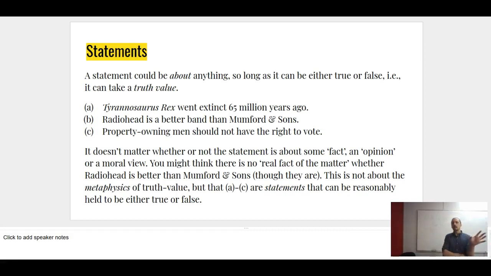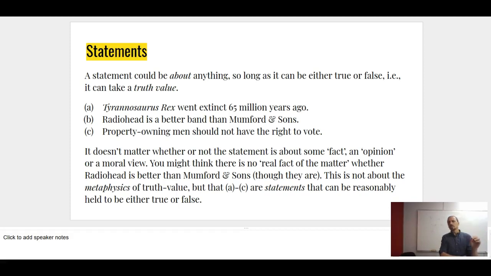Now, the statement could be about anything, as long as it's capable of either being true or false. It could take what we're going to call a truth value. So the following are all examples of statements. The Tyrannosaurus rex went extinct 65 million years ago. Radiohead is a better band than Mumford & Sons. Property-owning men should not have the right to vote.